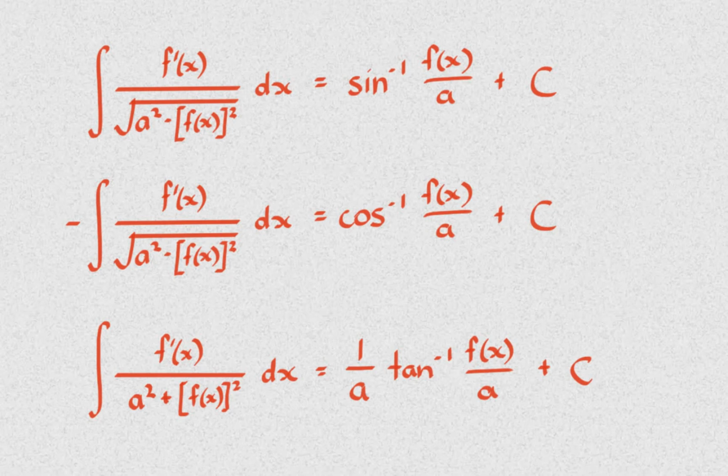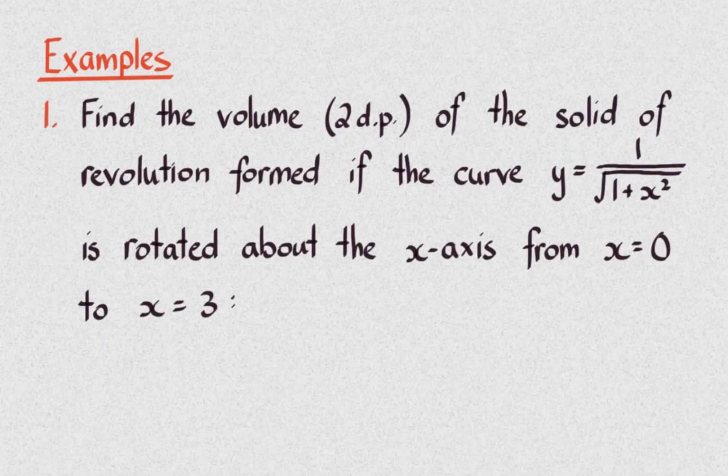Alright, it's example time. We're going to do 2, and let's jump into the first one now. Find the volume to 2 decimal places of the solid of revolution formed if this curve, y equals 1 over root 1 plus x squared, is rotated about the x-axis from x equals 0 to x equals 3. Now, remember when we are rotating about the x-axis, this means we want to use this formula. Volume is equal to pi, and then we have our integral y squared dx.